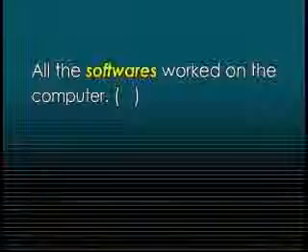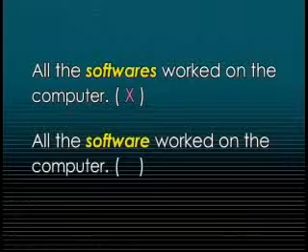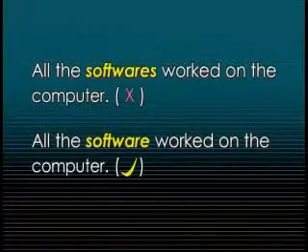Another frequent mistake is to use software as if it was plural. Software is used as a singular, uncountable noun in English. So it is not correct to say, "All the softwares worked on the computer." We should say, "All the software worked on the computer." We use equipment and software even if we are talking about more than one item.